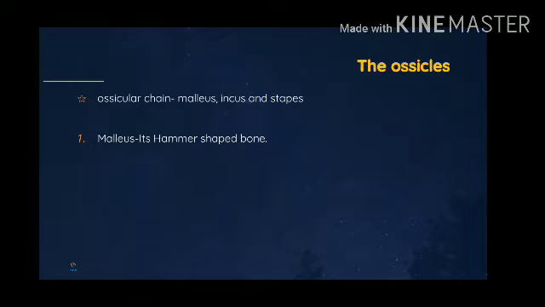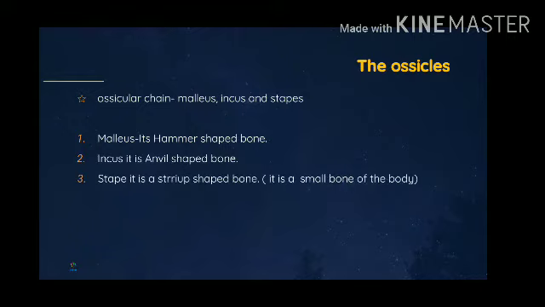The ossicular chain includes the malleus, incus and stapes. The hammer-shaped bone is known as the malleus. The anvil-shaped bone is known as the incus. And the stirrup-shaped bone is known as the stapes.